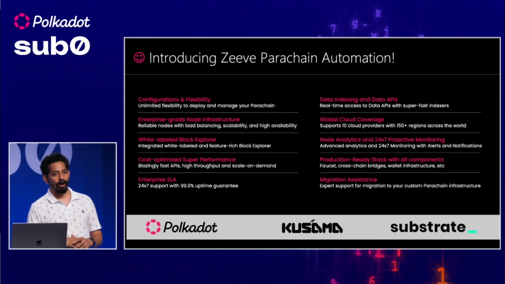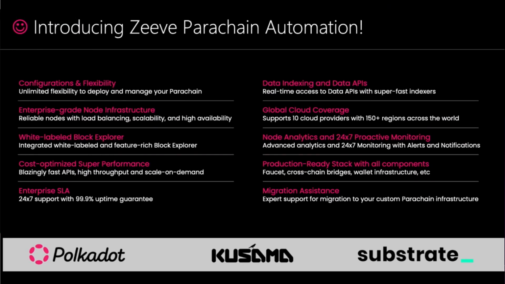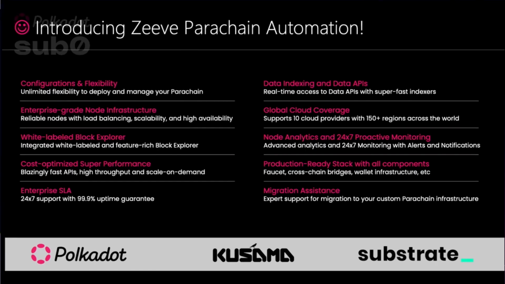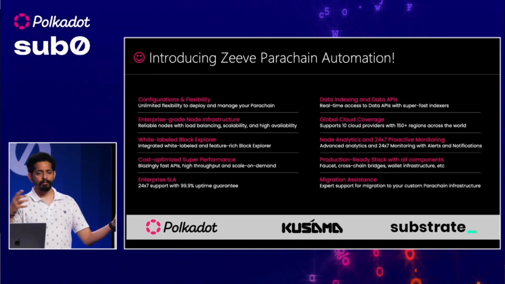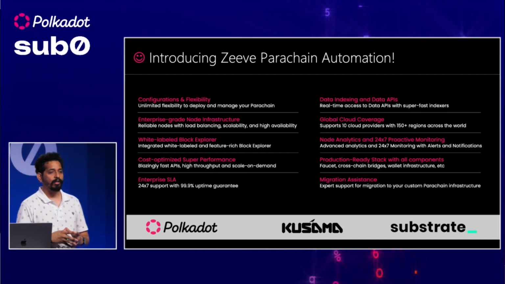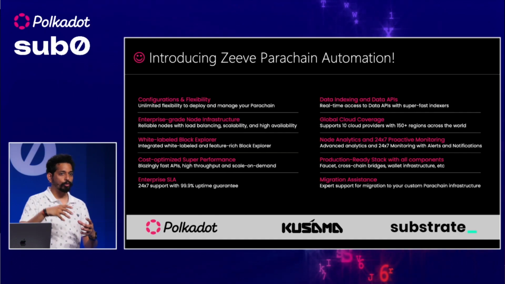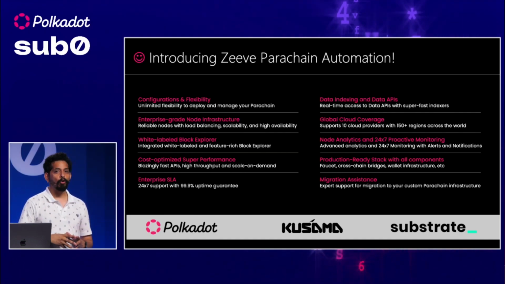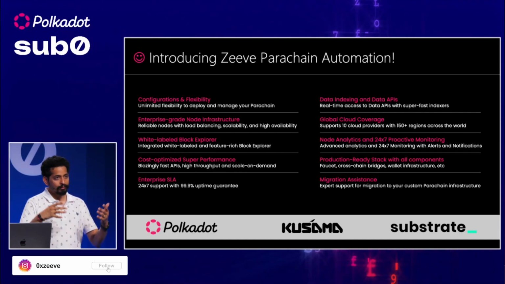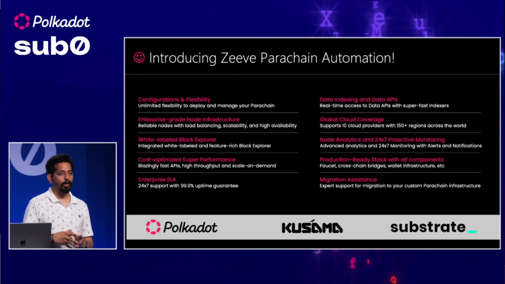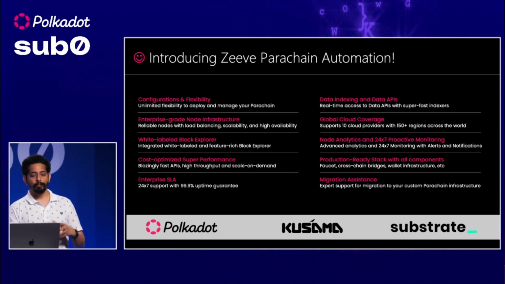So Zeeve offers Parachain, DevNet setup, testnet setup, and a complete managed approach to run your Parachain operations 24/7. And it's a full stack approach, which means you get configuration and flexibility. So we work with Parachain teams from the very beginning in terms of helping them figure out if there are many configurations they need to take care of, what kind of configuration options they can pick and choose, what those choices turn into when they go to production, what kind of impacts it generates, scalability, throughput, and a lot more. And then we also give you enterprise-grade node infrastructure.